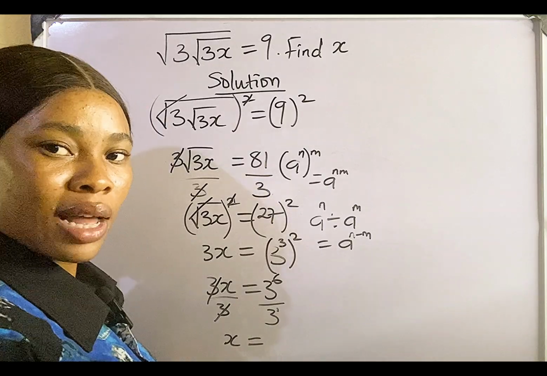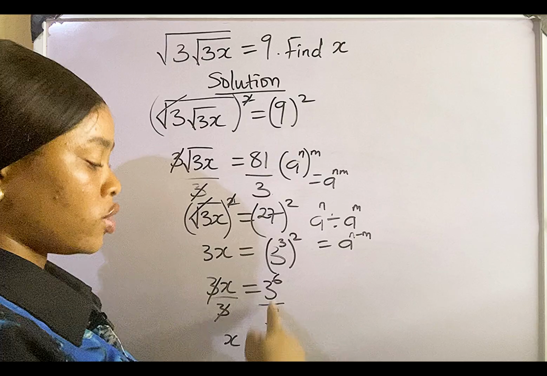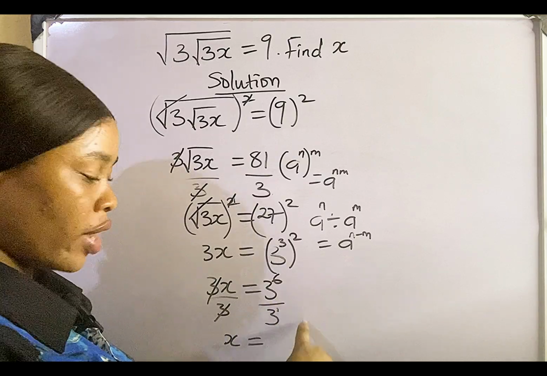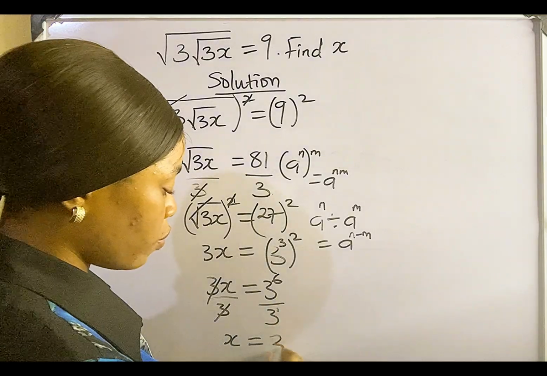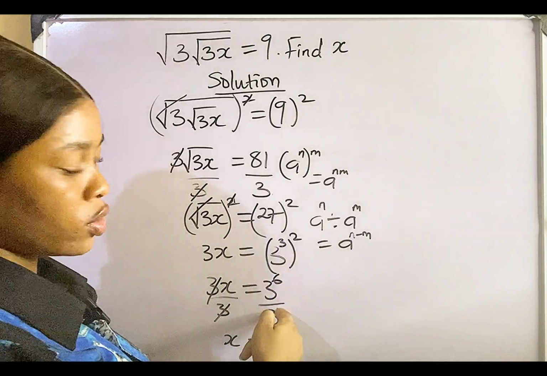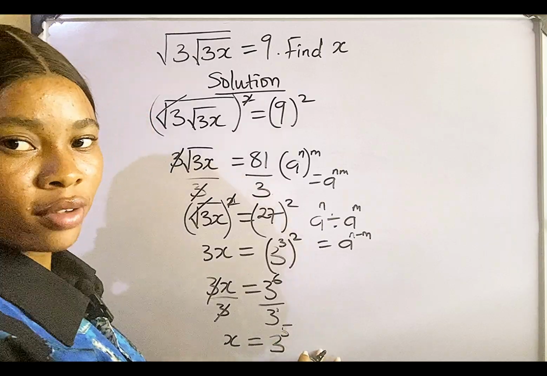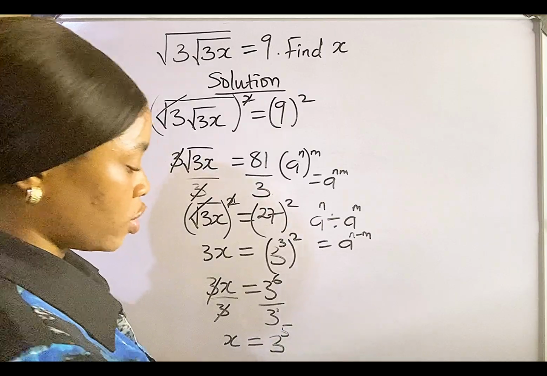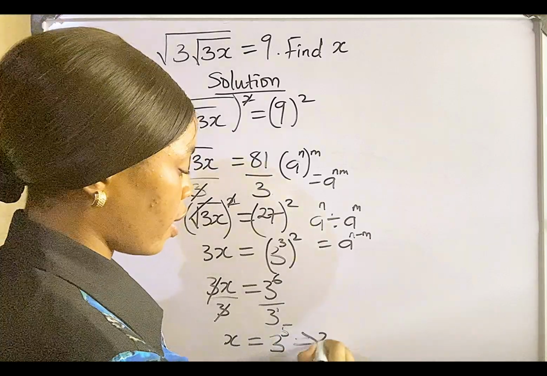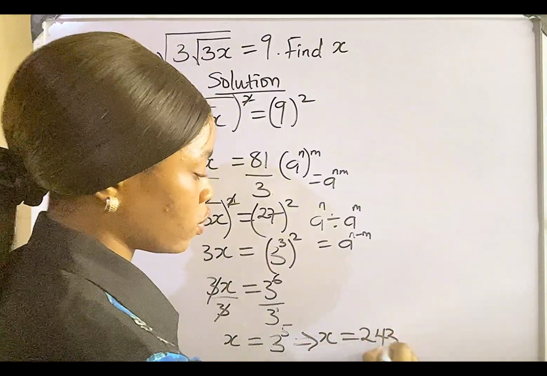So the same thing applies here. Now you see we have 3 raised to the power of 6, 3 raised to the power of 1, and we are dividing, so we pick one of the bases and then we subtract the powers. When we subtract the powers, 6 minus 1, that's 5. So this gives us 3 raised to the power of 5. Now what is 3 raised to the power of 5? So this implies that x equals 3 raised to the power of 5, which is 243.